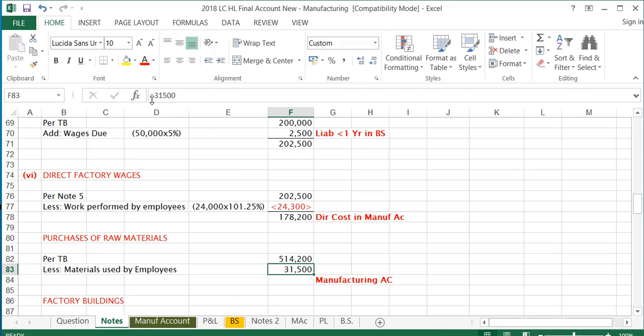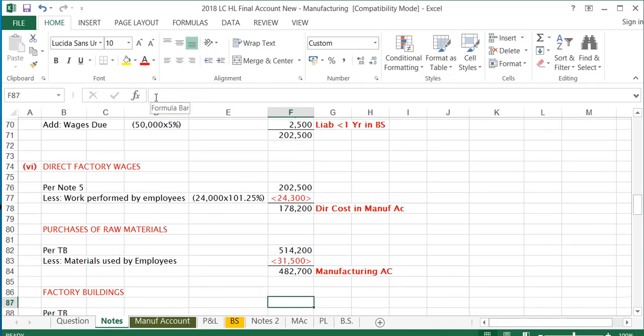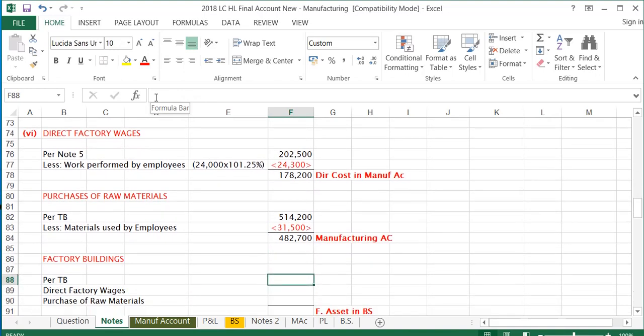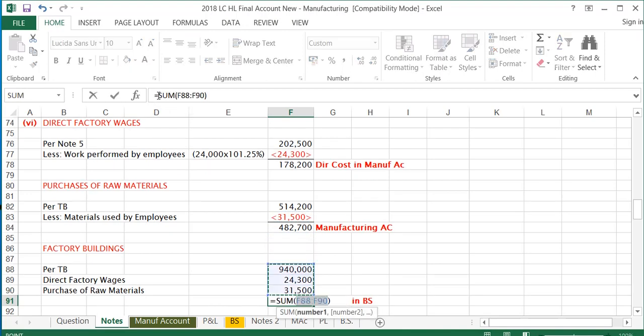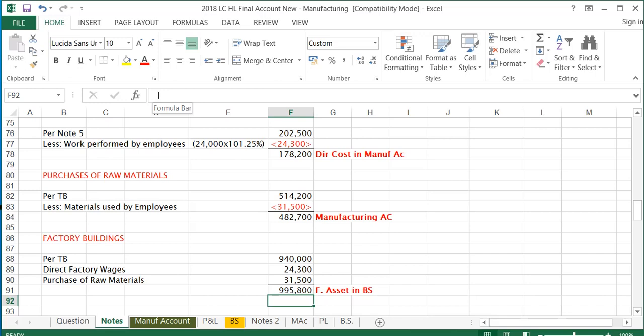And again, that's just going to be a minus, which gives me 482,700. And then factory buildings from the trial balance, we can see are 940,000. And if I add the direct factory wages of the employees who did the work, and if I add the purchases of the raw materials that the employees used, that will give me factory buildings at the end of the year of 995,800.